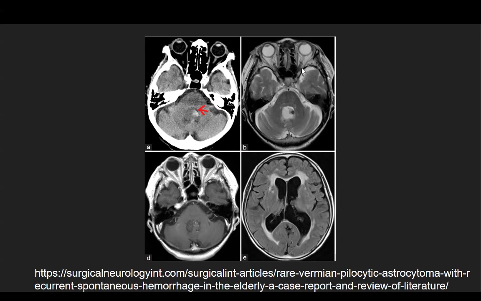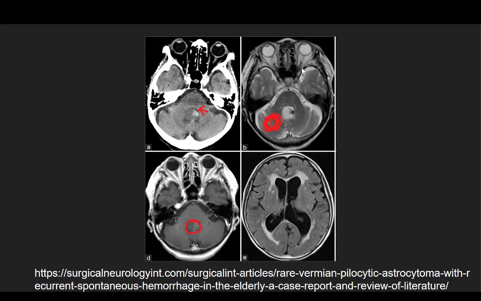This is a vermian lesion, which is also not a very common location for pilocytic astrocytomas. Where do they usually present? They usually present here. They are hemispheric lesions. When we think of posterior fossa pilocytic astrocytomas, they are located in the cerebellar hemisphere. Vermian location is a rare presentation, rare enough to be reported, and you can still see that it is following the solid cystic appearance with not a very big cyst, but there is some portion of a mural nodule.